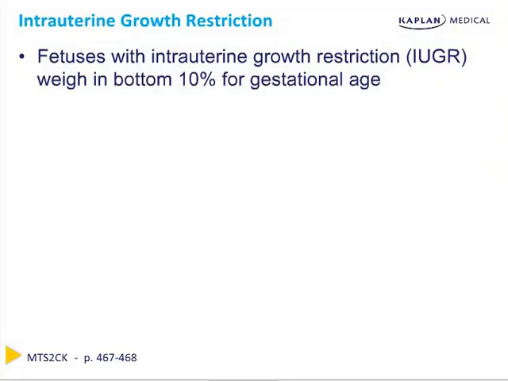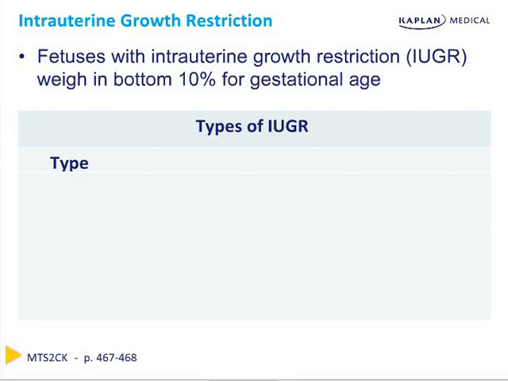Fetuses with intrauterine growth restriction weigh in the bottom 10th percentile for gestational age. Now, there's a physiologic connection when talking about IUGR. Early in pregnancy, growth occurs via hyperplasia and hypertrophy, whereas later in pregnancy, growth will depend increasingly upon hypertrophy rather than hyperplasia. This leads to the two different types of IUGR.